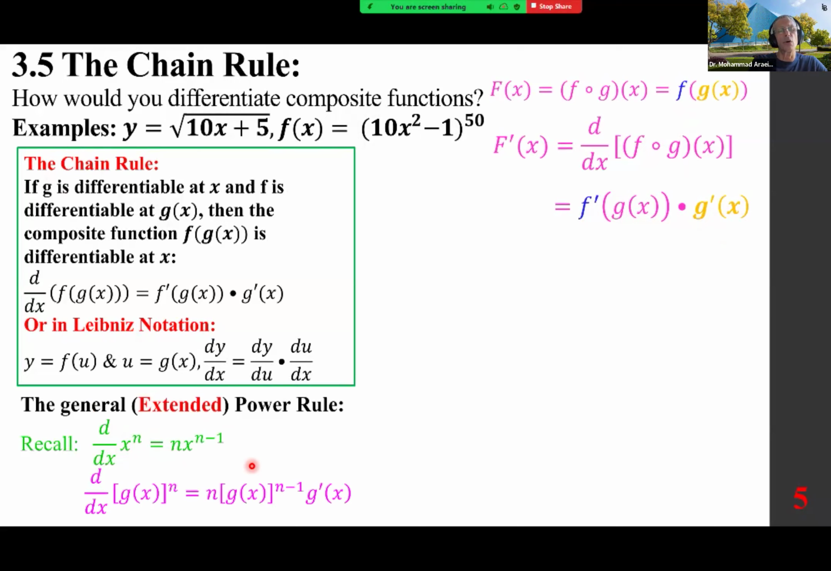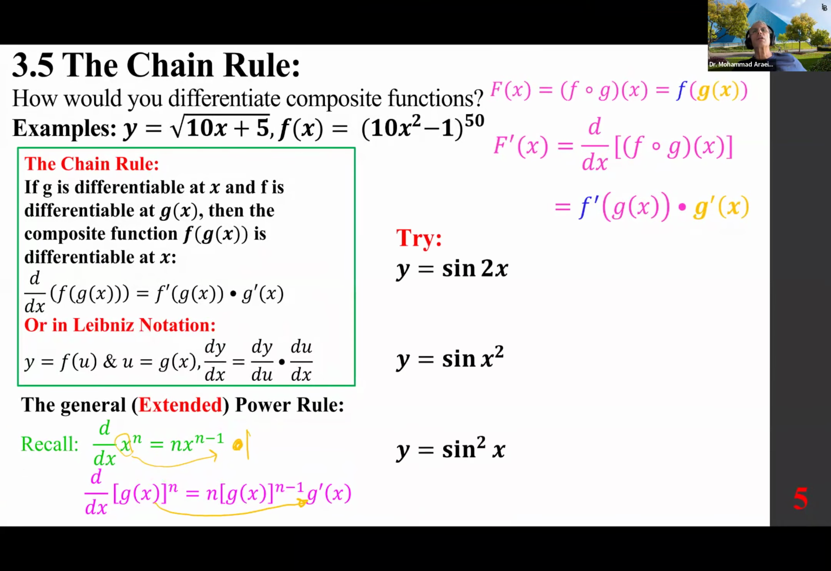In the case of the extended power rule, also known as the general power rule, if instead of x we have g of x to the power of n, we have the same n, and g of x to the power of n minus 1, and then by the chain rule, the derivative of the inside is g prime. Remember, when you differentiate x to the power of n, the derivative of x is 1, so writing times 1 makes no difference. But now the derivative of g of x is not 1, and it does make a difference, and I must write it. This is known as the general or extended power rule, or a form of the chain rule.